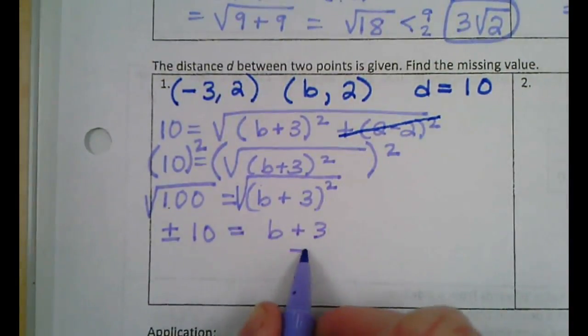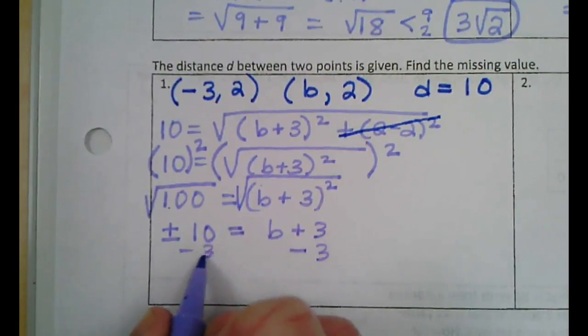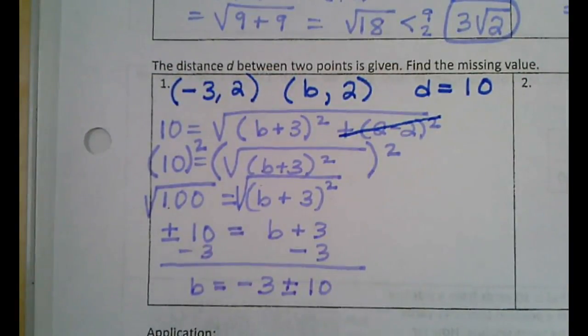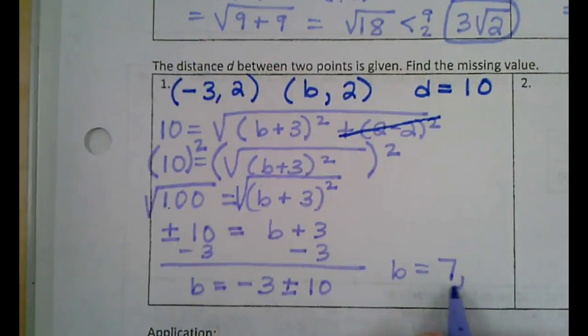Solving for b, I'm going to subtract 3 on both sides. So my value of b is equal to -3 plus or minus 10. So my two solutions could be -3 plus 10, which is 7, or -3 minus 10, which is -13.